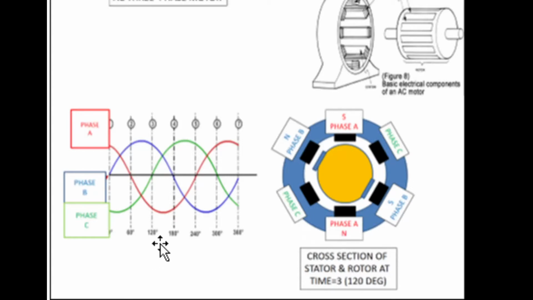120 degrees, so we go over here to our graph. At 120 degrees, the C phase is no longer doing anything because it's 0 volts, but the B and A phase have pretty high voltage on them. So these two magnets are pulling hard on the rotor, and this just continues to go around.